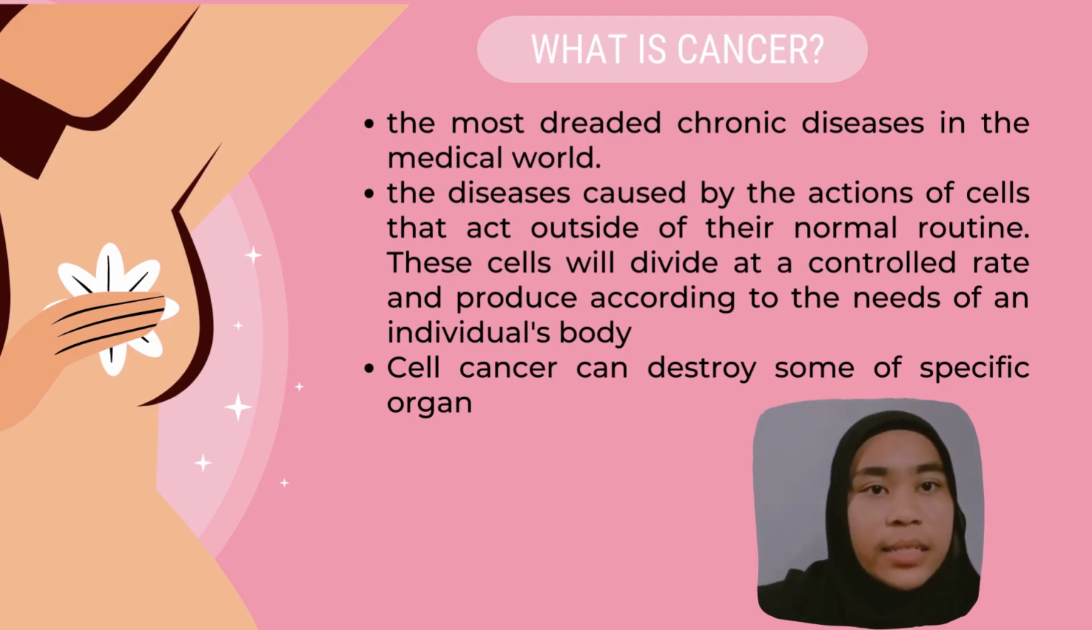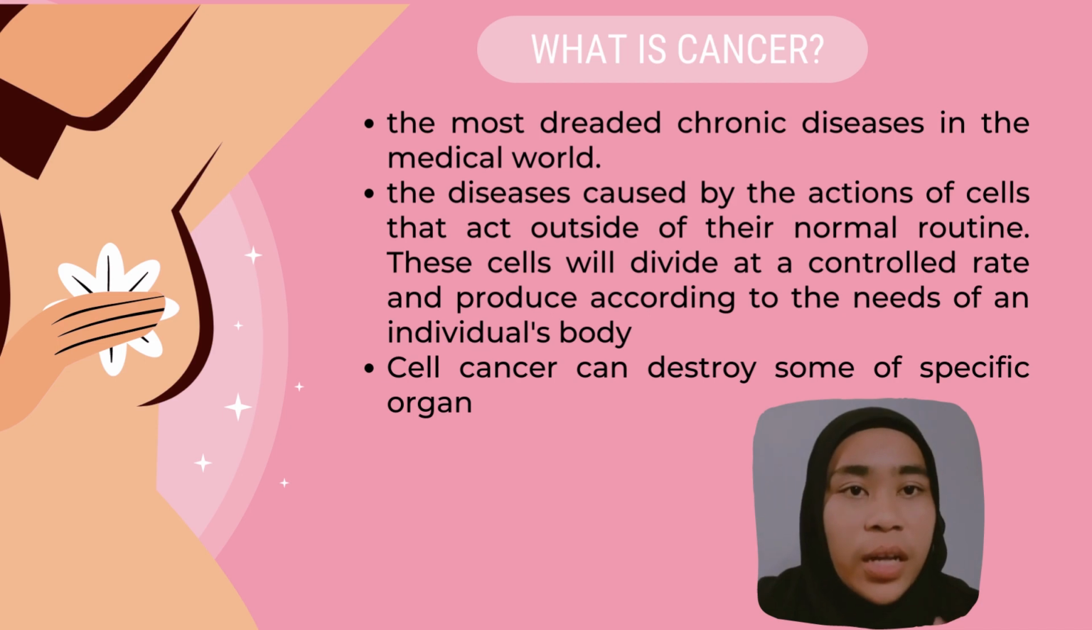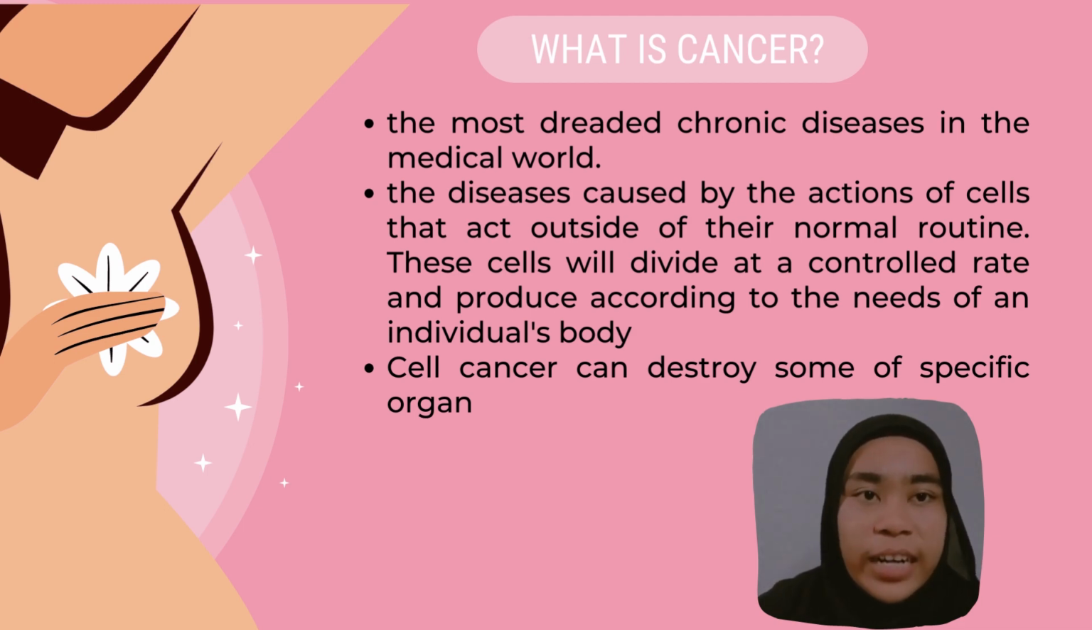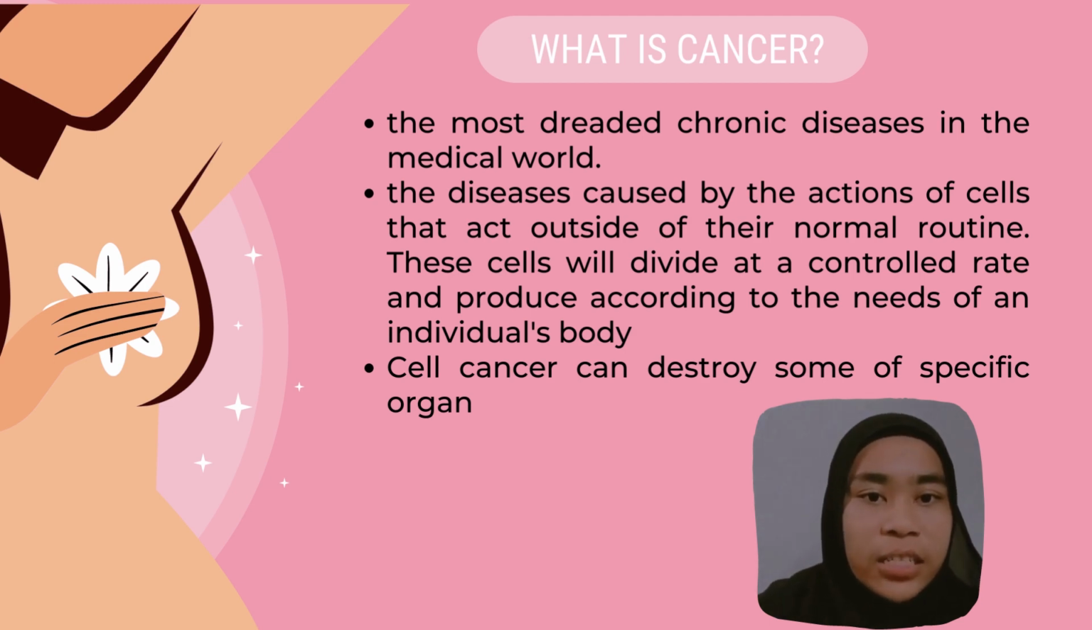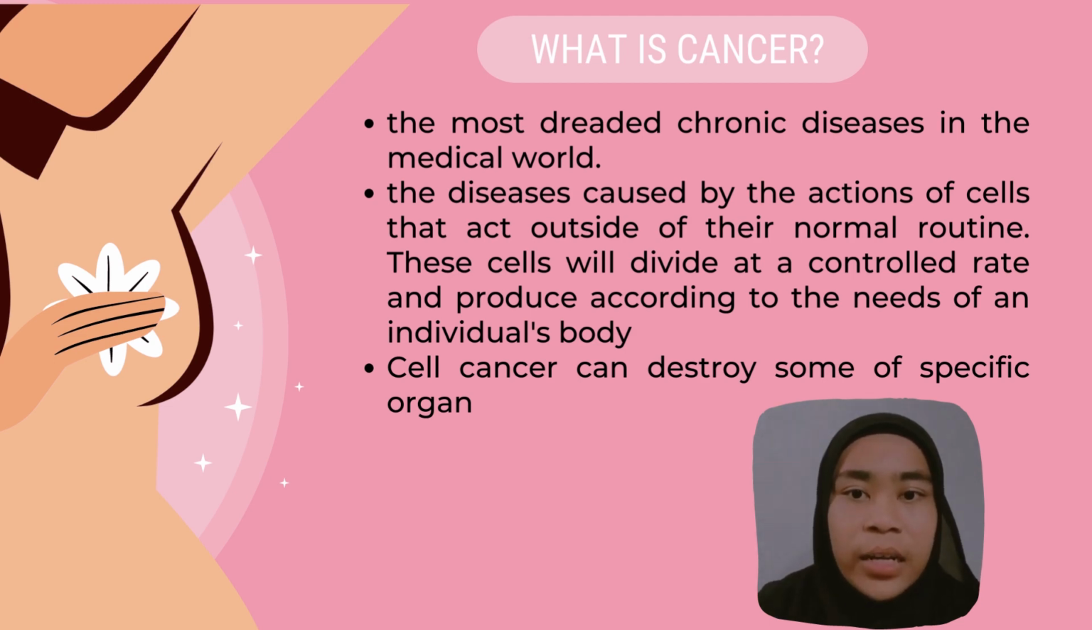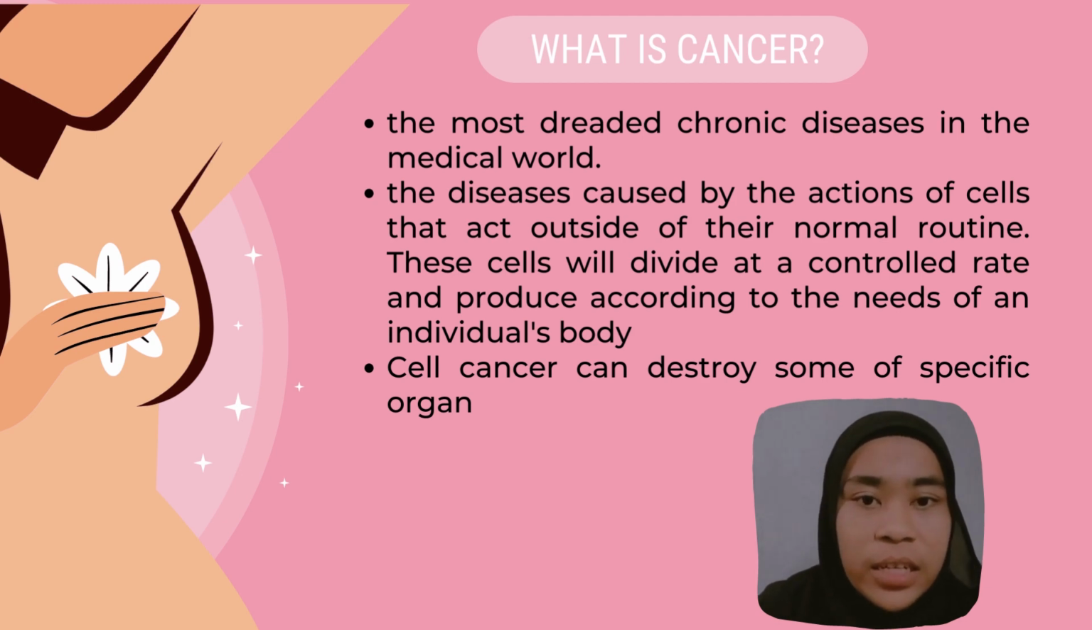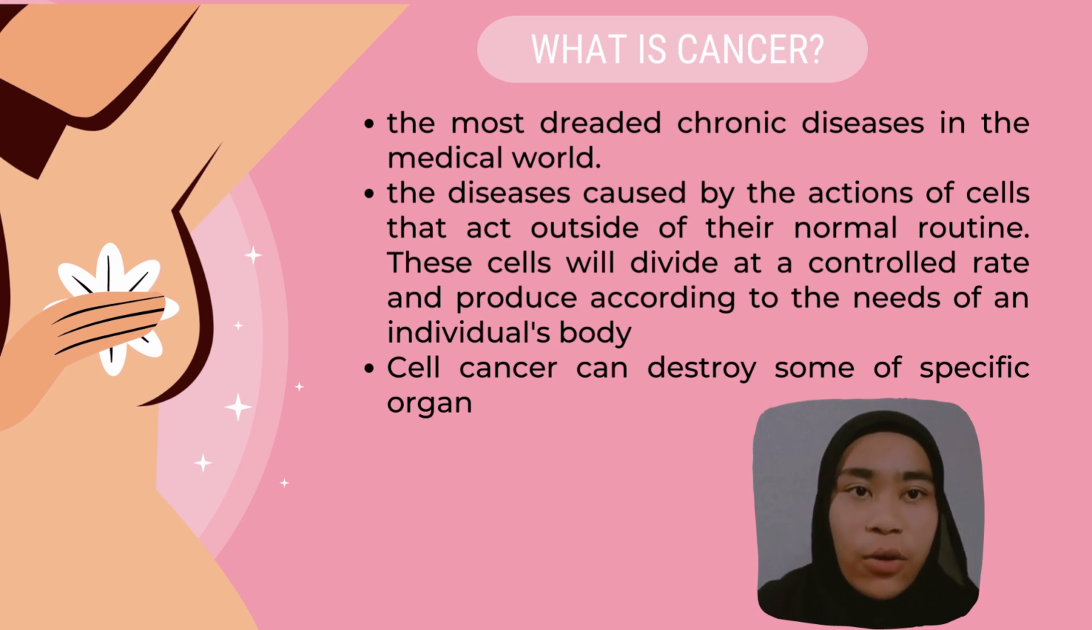What is cancer? Cancer is one of the most chronic diseases found in the medical world. This is caused by the action of cells outside of their normal routine. These cells usually divide at a controlled rate and produce according to the needs of the individual's body. But when the rate of cell production produces extra tissue, that tissue is called a tumor. This is the start of cancer cells being produced in our body.